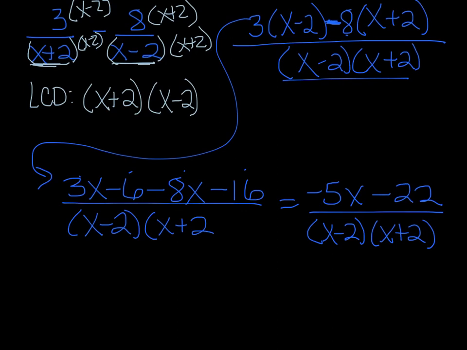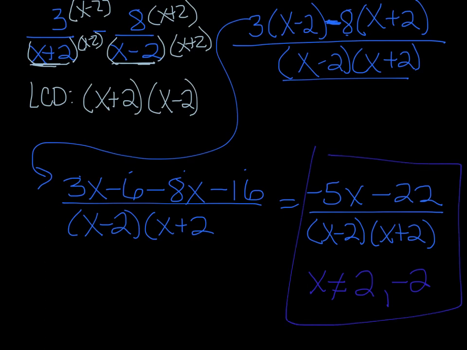And we can't divide by 0, so basically if we set our denominator equal to 0, x would not be allowed to be 2 or negative 2 as our final answer here.